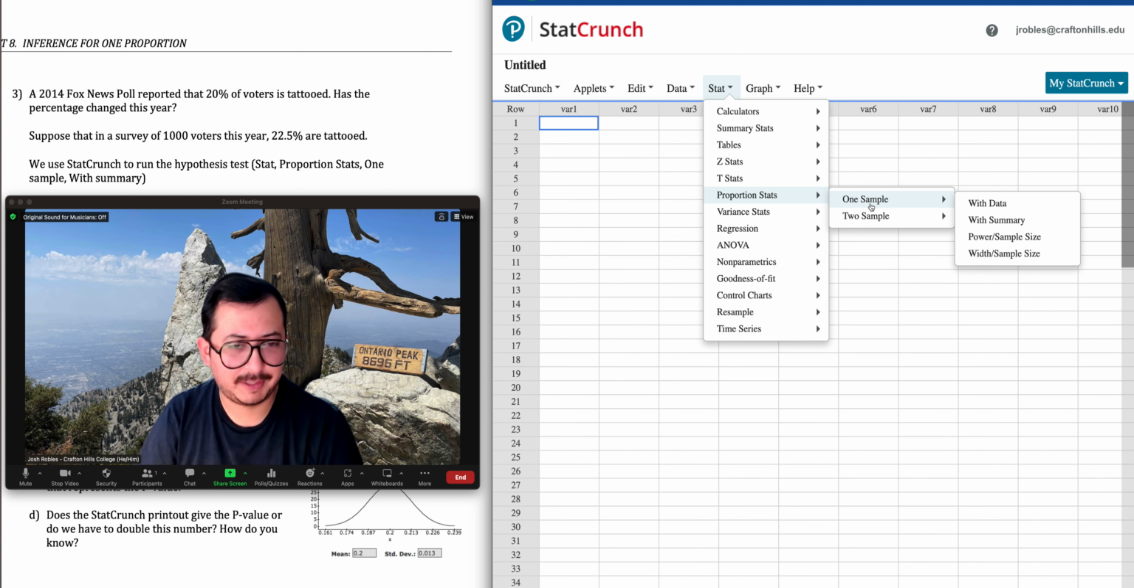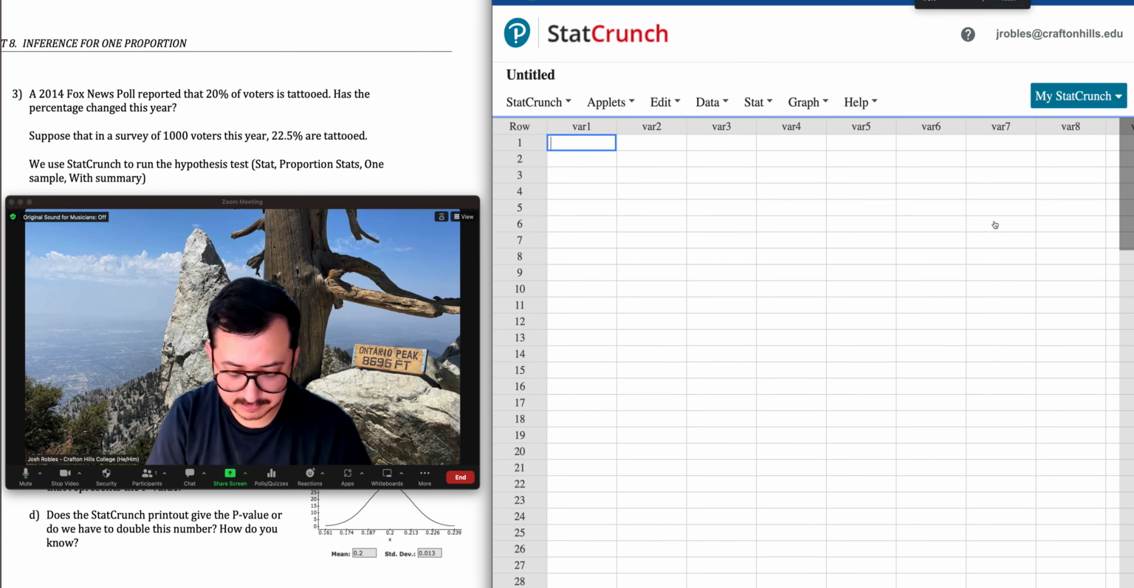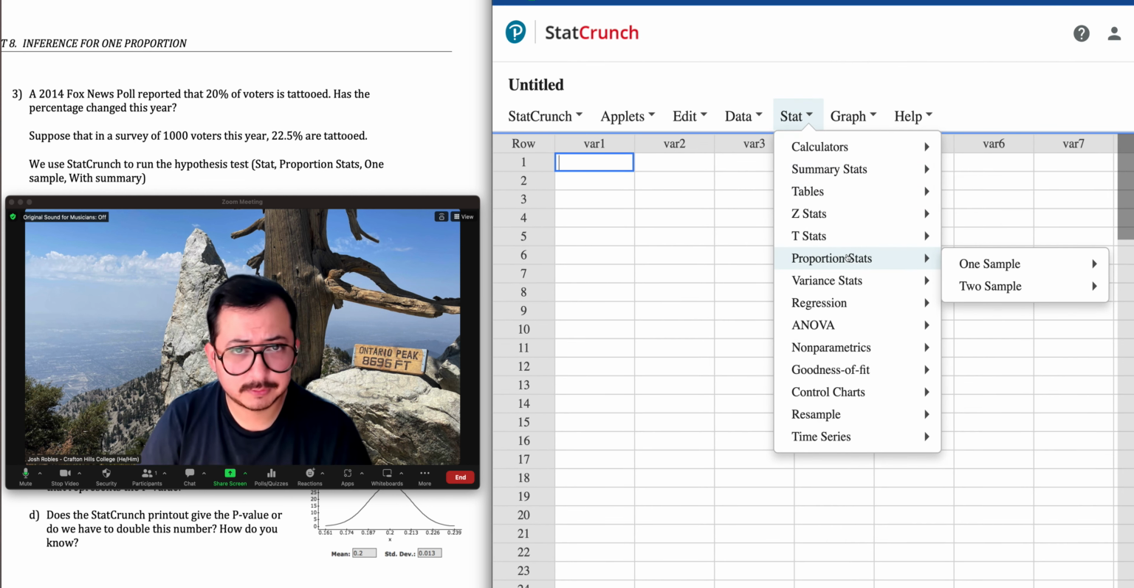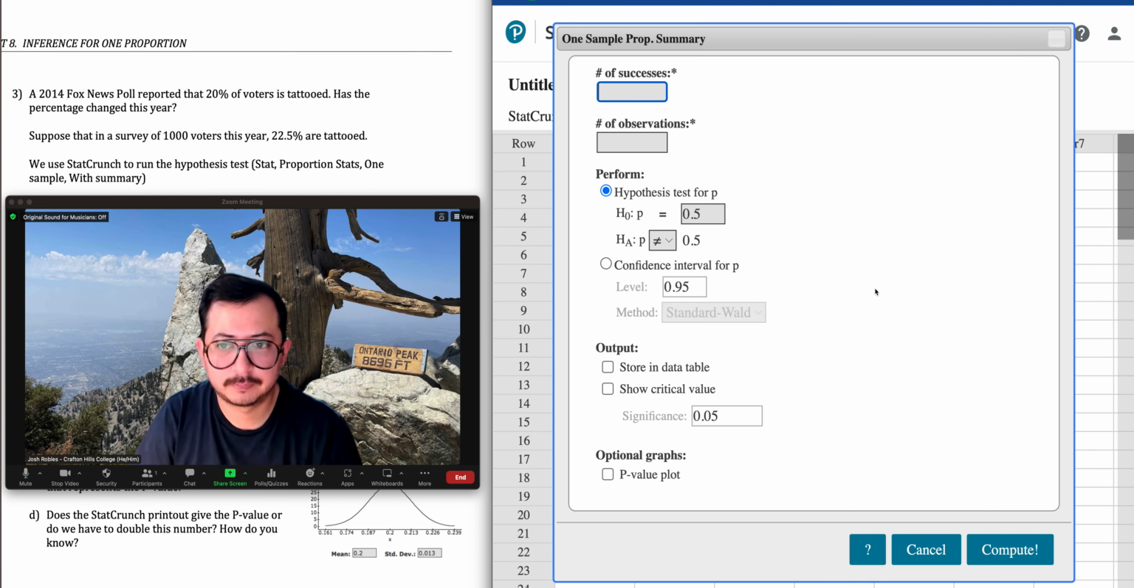So just to backtrack, Stat, Proportion Stats, One Sample, With Summary. One sample because we only took one sample of data. Turns out we'll later be able to take two. We'll at least learn somewhere about that. And then summary means, are you just plugging in the final answers, or do you have an actual set of data? And let me zoom in in case you can't see that well. So proportions, we're studying proportions, one sample with summary.